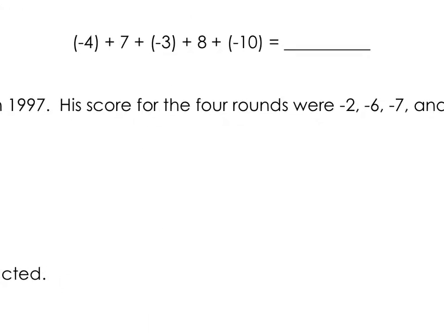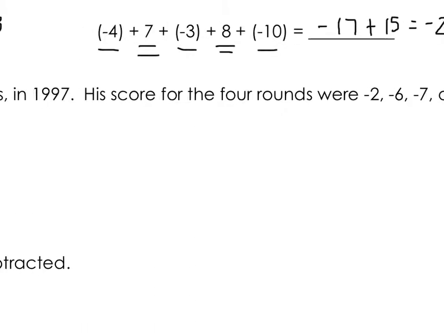What can we do with these numbers? It'd be okay to group all those negative numbers together. Negative 4 plus negative 3 is negative 7 plus negative 10 is negative 17. How about let's group that 7 and the 8 together? That's plus 15. And if you combine those, what's your answer? Negative 2.